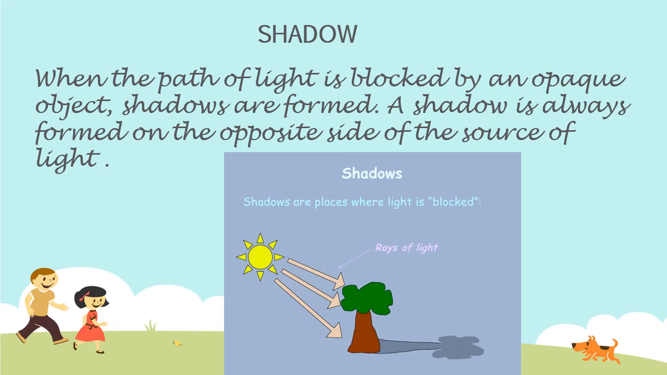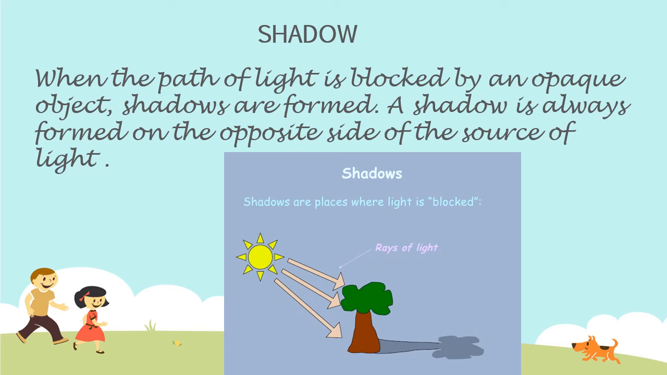Light always travels in a straight line. Thus, whenever light strikes an opaque object, a dark patch is obtained. This dark patch is called a shadow. Shadows are always formed on the opposite side of the source of light. This means, if the source of light is on the left side of the object, then the shadow of the object will be formed on the right side.